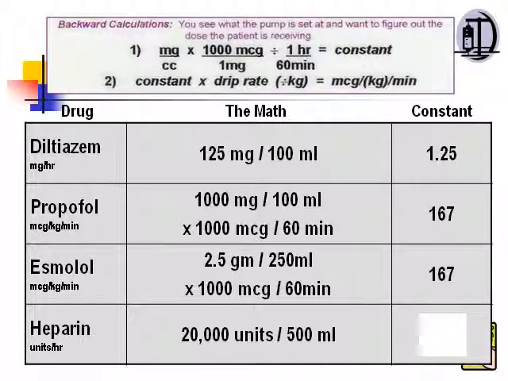So just like we did with the diltiazem, with the heparin, we're going to do 20,000 units divided by 500. And what do we get? Our constant for heparin is 40.